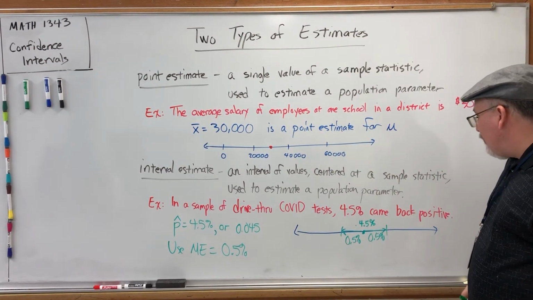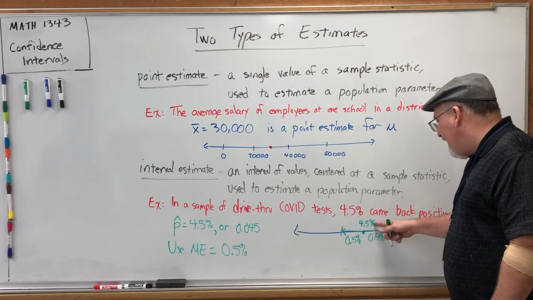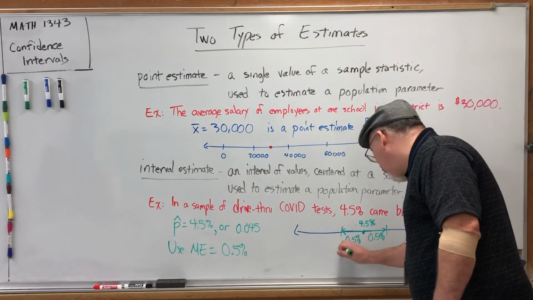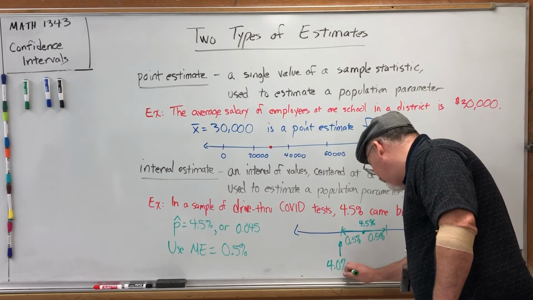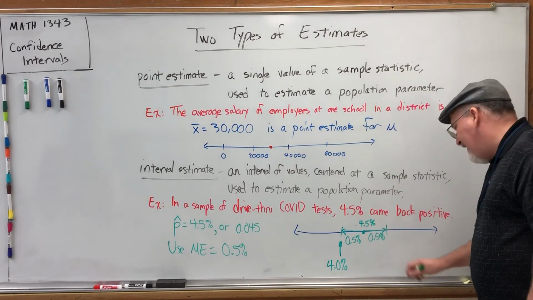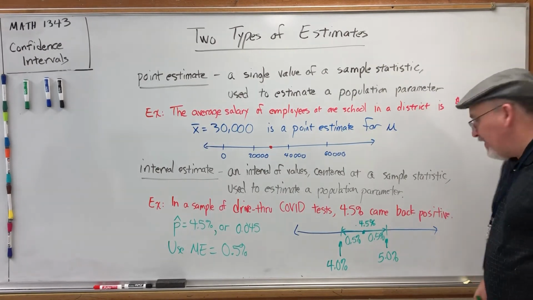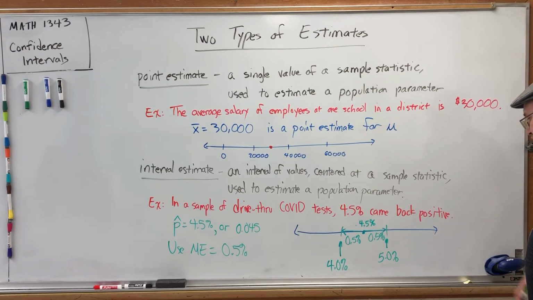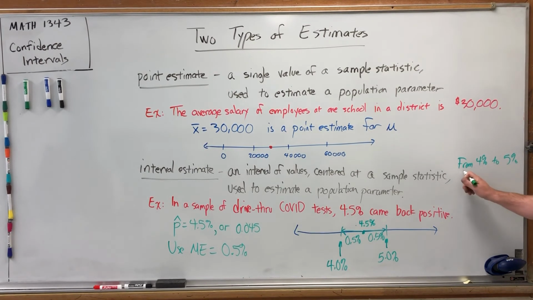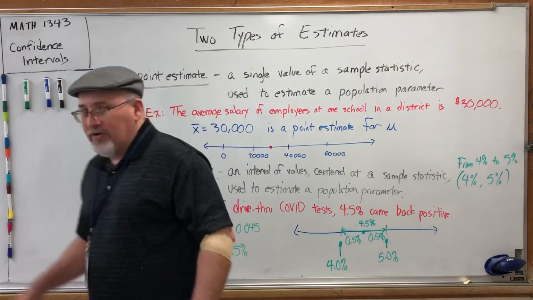To calculate the left endpoint, we would simply subtract 4.5% minus 0.5% is 4.0%. And if we added 4.5% plus 0.5% is 5%, or 5.0%, if we want to preserve the number of decimal places. So our interval estimate, there's a variety of ways to describe this range of values. We could simply say the phrase from 4% to 5%. We could also write it in parentheses with a comma in between. This is not my favorite way of writing it. I prefer saying the phrase from 4% to 5%, but that's an example of an interval estimate.